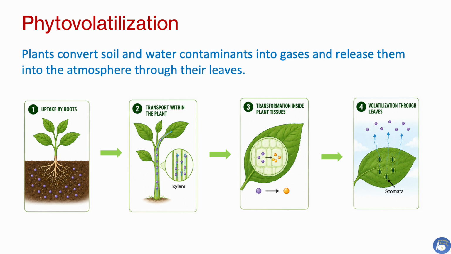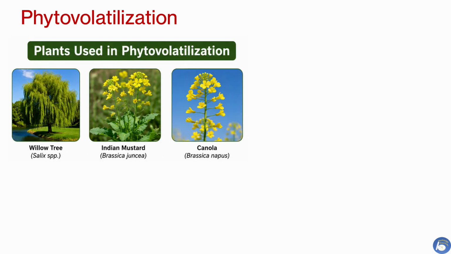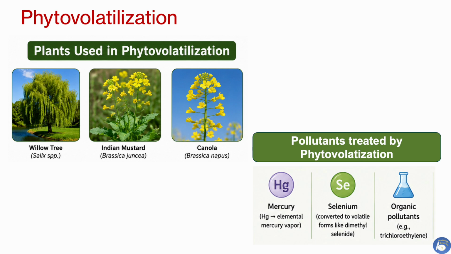High transpiration rate plants are used in this process so that they can extract large volumes of water and contaminants. Here are some examples of plants used in phytovolatilization: willow tree, Indian mustard, and canola, etc. Pollutants that can be treated by phytovolatilization are mercury, that can be converted into elemental mercury vapor, selenium, converted to volatile forms like dimethylselenide, and organic pollutants like trichloroethylene.